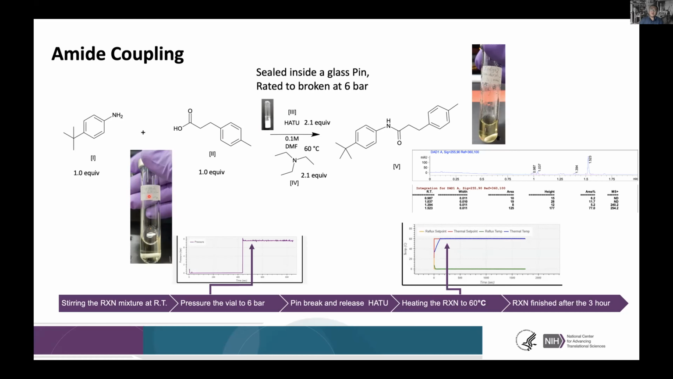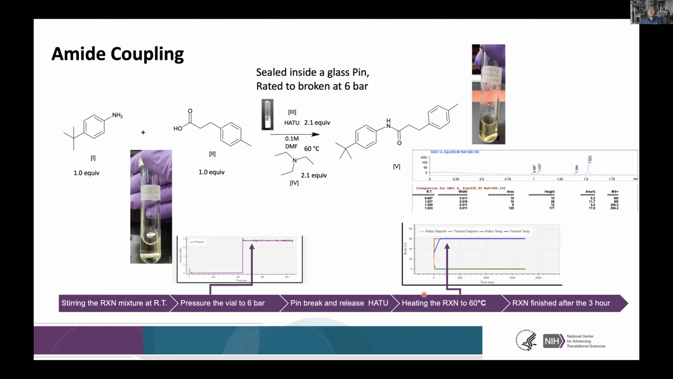So what's the recipe going to be? We're going to start the reaction mixture at room temperature. And then after that, we're going to pressurize our vial to 6 bars. At that point, you can see we monitor our pressure system going from 0 to 6 bars and successfully break the pin. After the pin is broken, the heat will be released into our reaction. At that moment, the reaction is started. So we can control exactly the time point when to start the reaction. We're not only controlling it, we are also knowing it and can repeatedly do the same thing again and again.